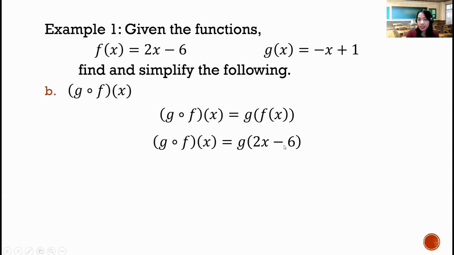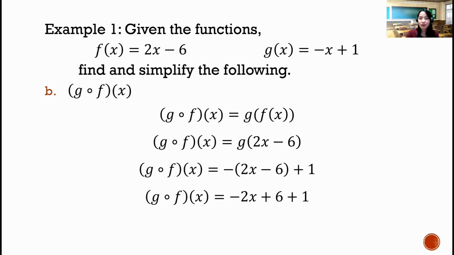Etong nasa loob ng parenthesis ay yung value ng f of x. So ngayon, magiging ganito siya. From the given function g of x, which is negative x plus 1, aalisin mo yung x at papalitan mo ng function f of x, which is 2x minus 6. So that is negative times the quantity 2x minus 6 plus 1. Let's simplify. So that is negative times 2x is negative 2x. Negative times negative 6, that is positive 6. And then copy plus 1. Final answer, we have negative 2x, and then 6 plus 1 is 7.